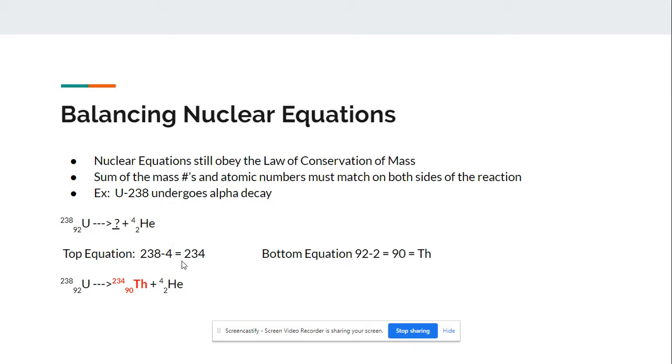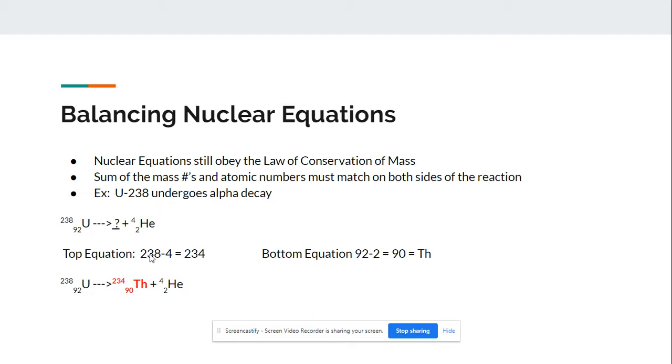So in this first example, we're going to look at how we would balance an alpha decay reaction. In this case, we have uranium-238, and it's showing us that it's undergoing alpha decay. But we want to know what is the daughter nuclide that is formed. So we have two equations. We have the equation to find what the mass number is on top, and the equation to find what the atomic number is on the bottom.